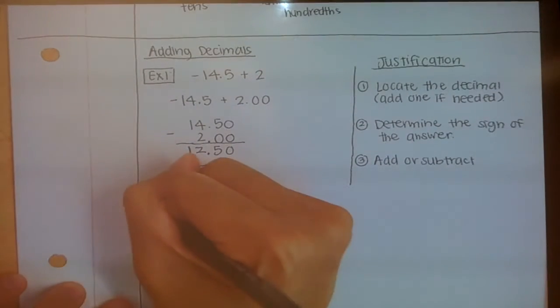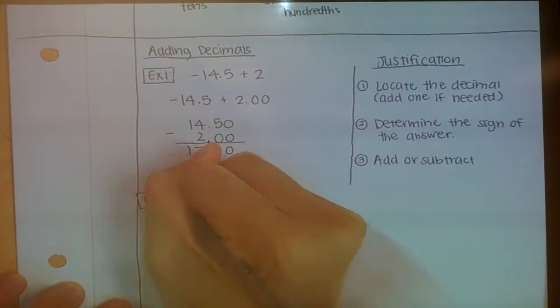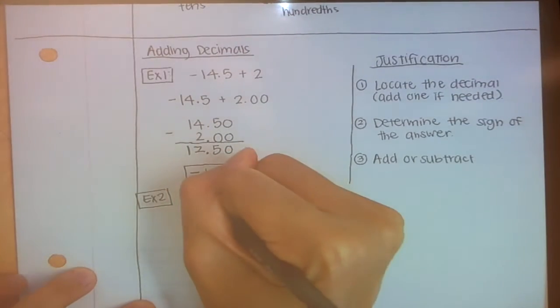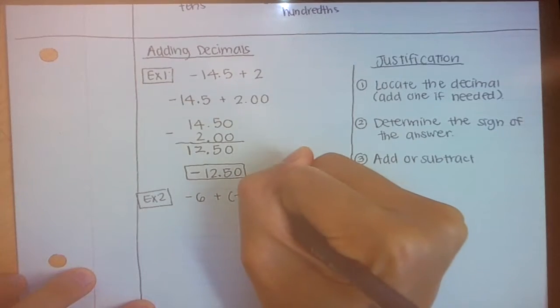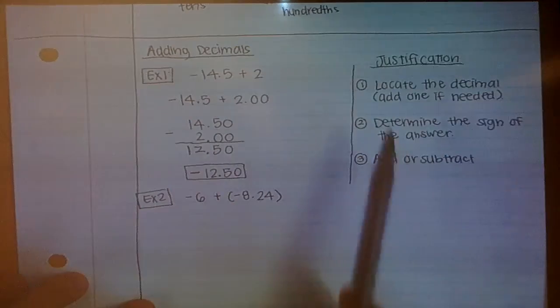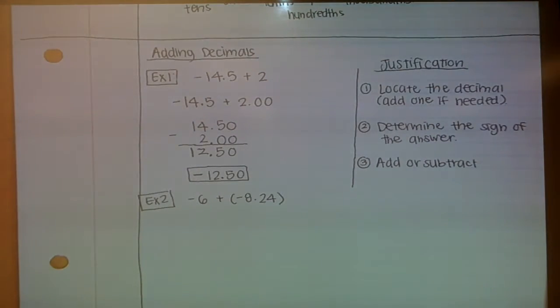Let's try another example. Example 2. Let's try negative 6 plus negative 8.24. You're going to follow these 3 steps and use your foldable to help you determine the sum of these 2 numbers. Please pause the video for the students to try this independently.